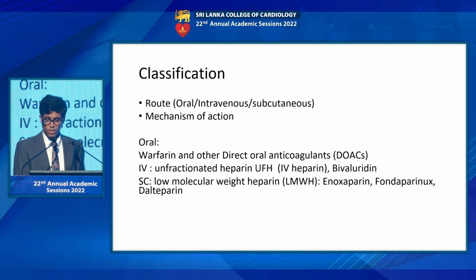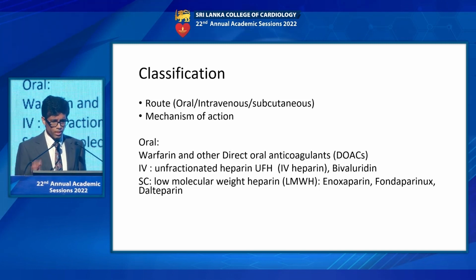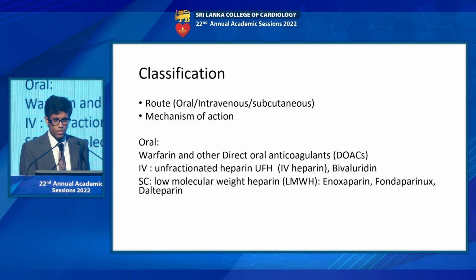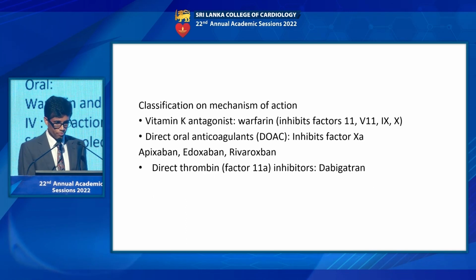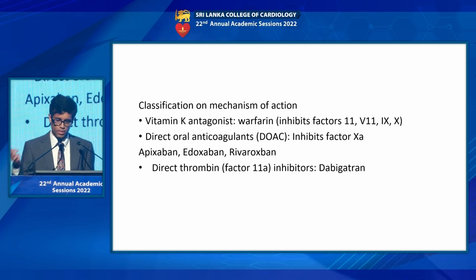The commonly used ones, the enoxaparins, fondaparinux for acute coronary syndrome, even though we don't use it much here, and then dalteparin and all the other types. So this is the classification based on the route, either oral, IV, or subcutaneous. Then classification on mechanism of action. Vitamin K antagonists. So basically, they all act at various steps on the coagulation cascade, as described by Dr. Ali. I'll put a diagram later on as well.